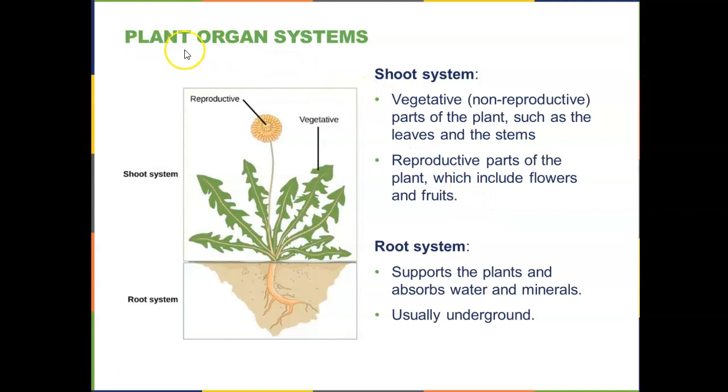So, we formally recognize 4 different organs in a plant. The roots, the stems, the leaves, and the reproductive structures, whatever they may be. In this particular case, we're looking at a dandelion right here, and it has a taproot, which is an underground stem with lateral roots coming off of it.